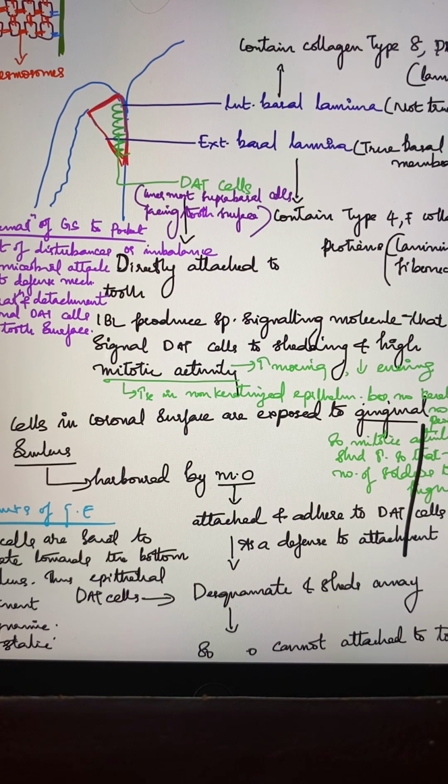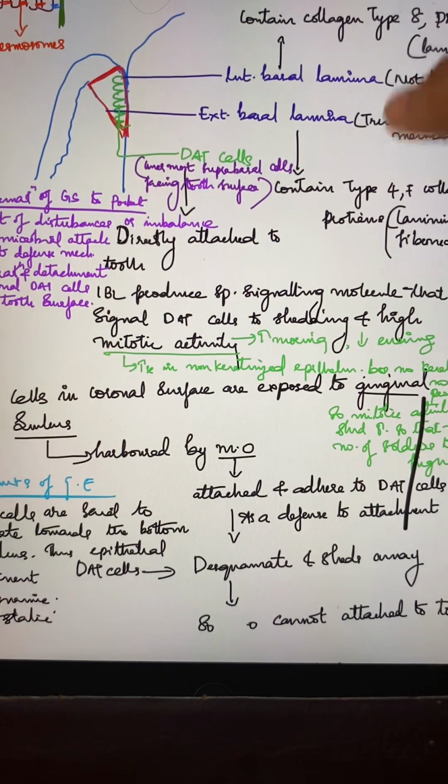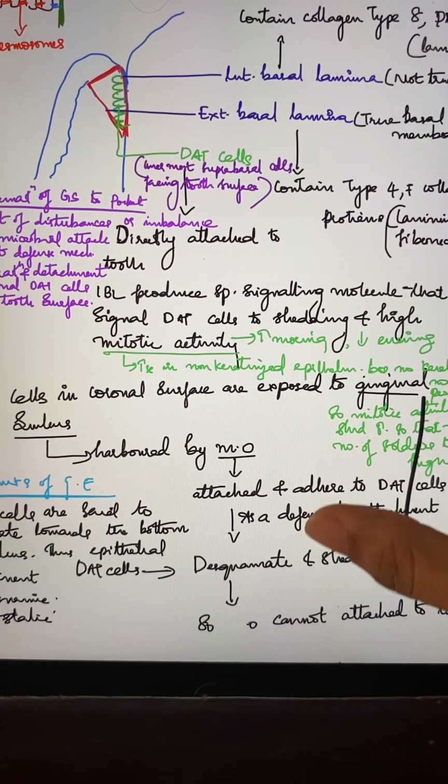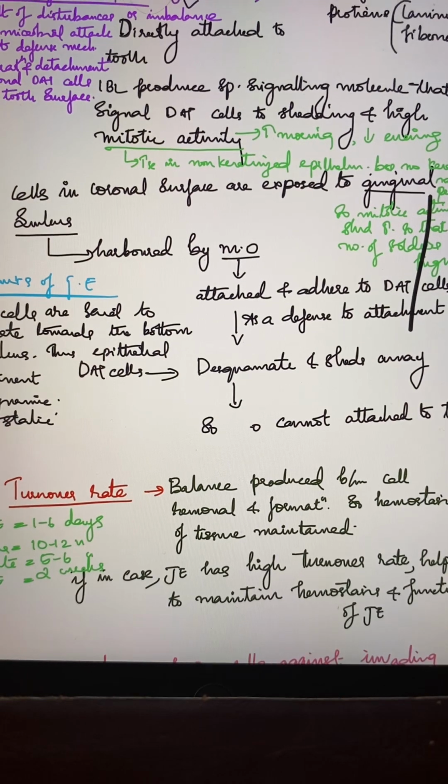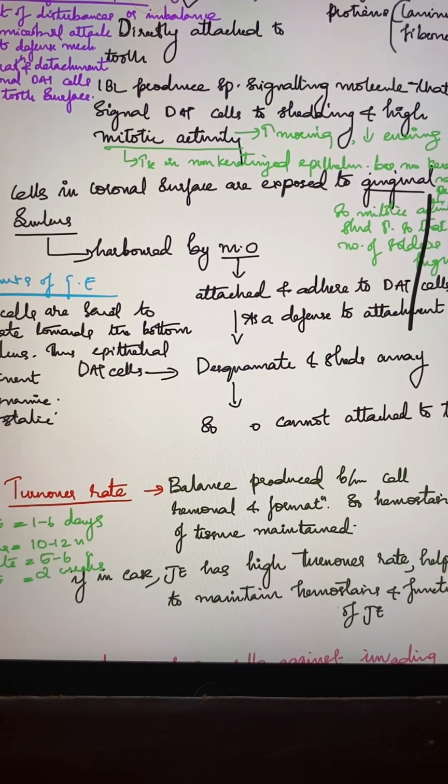This mitotic activity increases in the morning and decreases in the evening. It increases in the non-keratinized epithelium because there is no keratin and so no protection. So mitotic activity should increase so that more cells are ready to fight against these microorganisms. This is the function of DAT cells. These DAT cells are said to migrate towards the bottom of the sulcus. Thus we cannot say the epithelial attachment is static; it is dynamic.